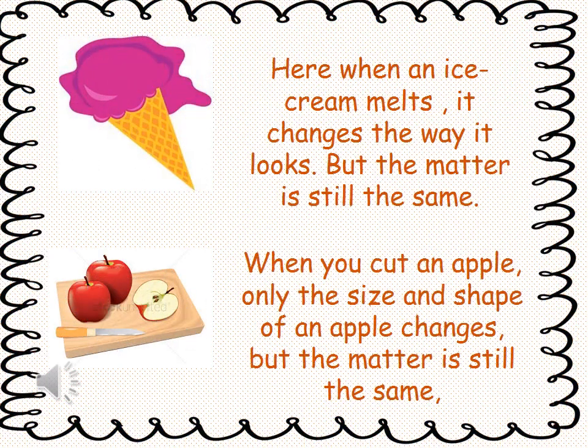Here I have some more examples. Look at this ice cream. When an ice cream melts, it changes the way it looks, but the matter is still the same. When you melt an ice cream, the taste and the smell of the ice cream remain the same. When you cut an apple, only the size and shape of the apple change, but the matter is still the same. The taste, the smell, and the texture of the apple remain the same.